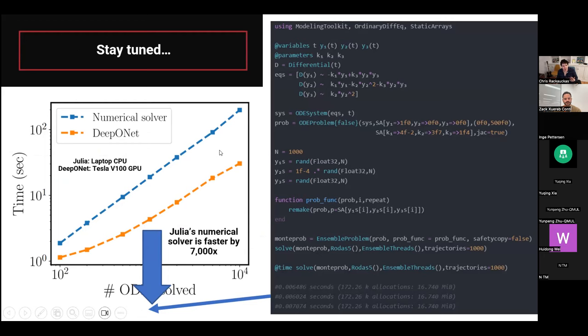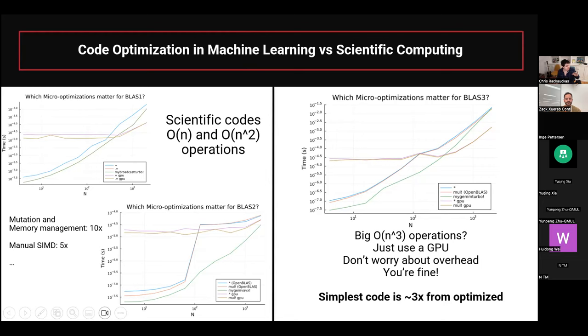Because if you spend zero time optimizing your machine learning framework, you will get within 3x of optimal. If you spend zero time optimizing your classical numerical methods, well, A, they might not be numerically stable, as I described, right? You have stiff ODE solvers, non-stiff ODE solvers, and adaptivity and all these things. But then B, the reason why you have to spend a lot more time optimizing them is because scientific codes use a lot of O(n) and O(n squared) sparse operations, right?